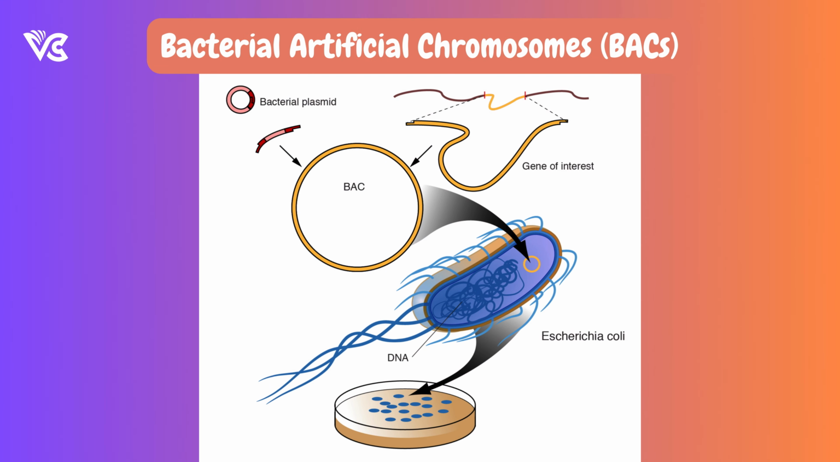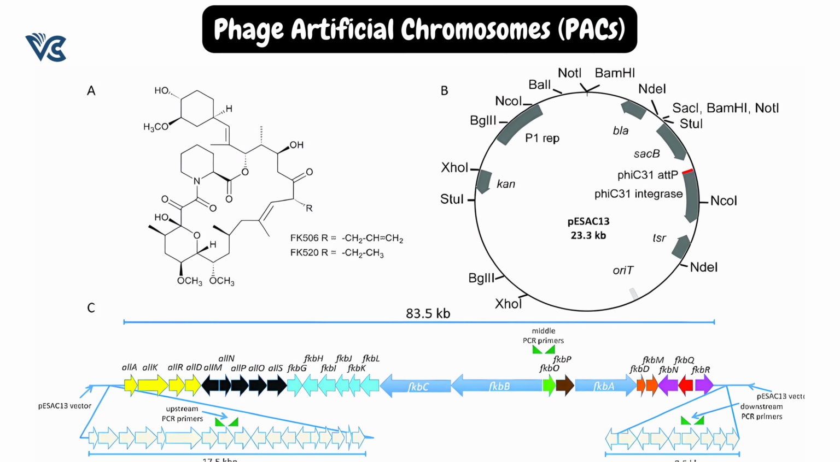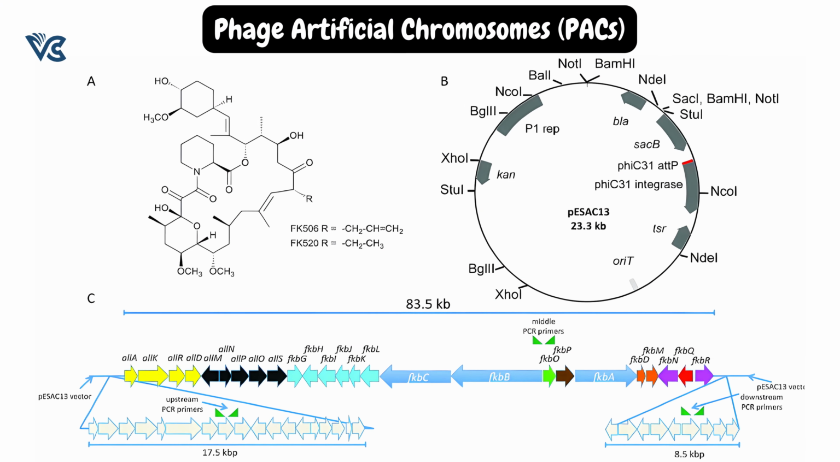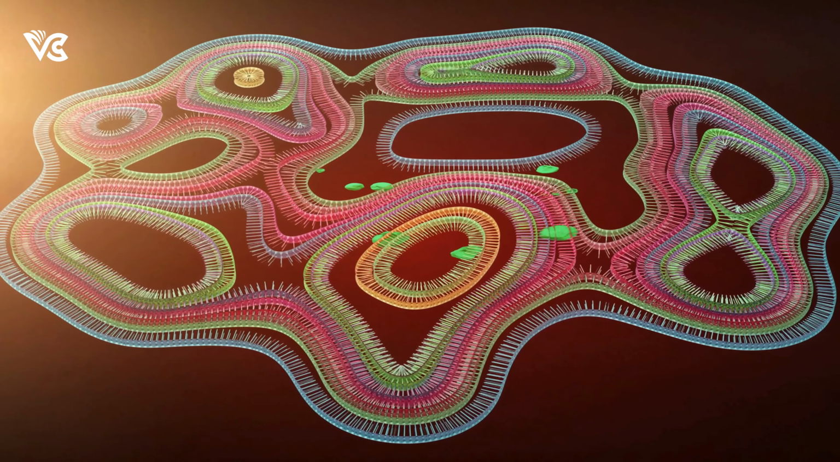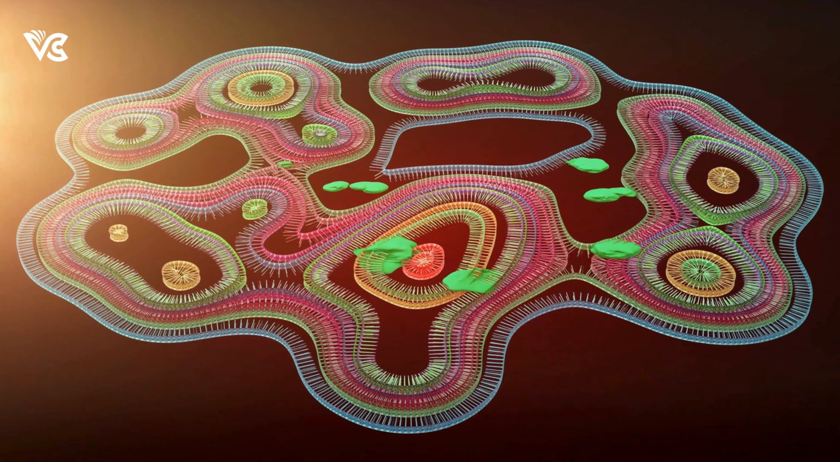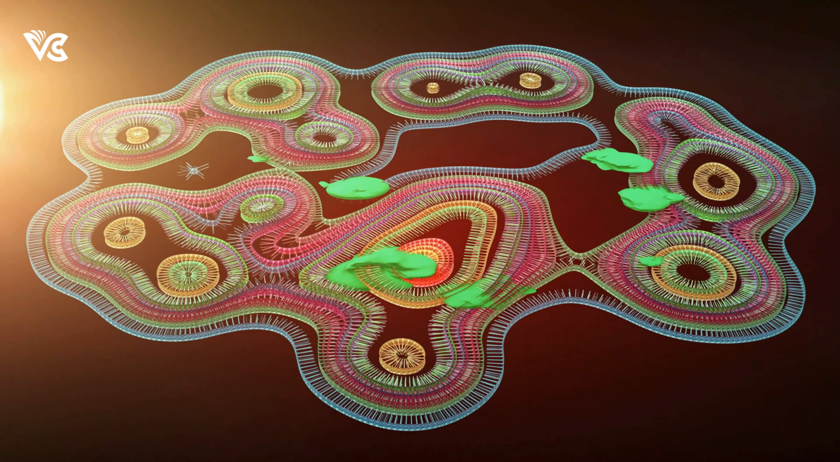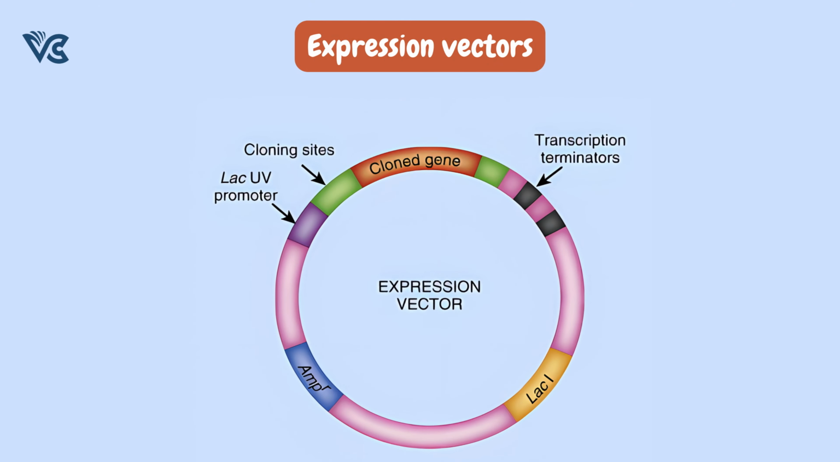This array of vectors, each with different capacities, offers researchers a toolkit for cloning and analyzing genetic material across a wide range of sizes, essential for advancing our understanding of complex eukaryotic genomes and facilitating genetic engineering projects. Beyond these, we have expression vectors that are specialized cloning vectors designed not only to carry DNA inserts, but also to efficiently express the inserted genes.